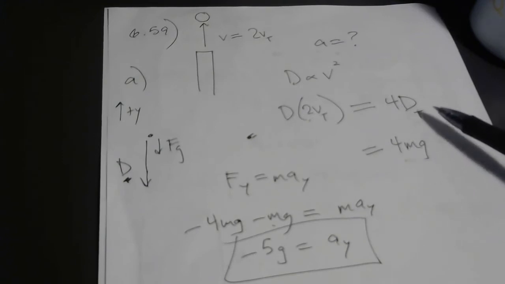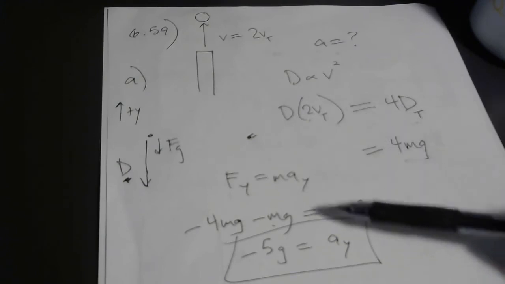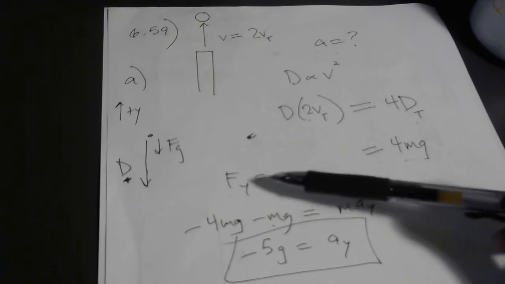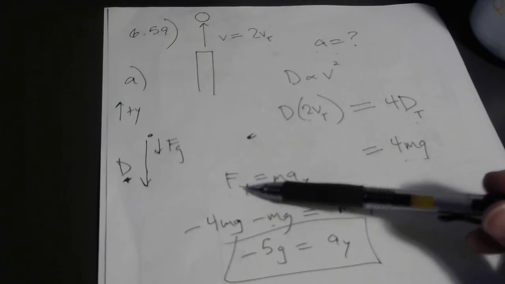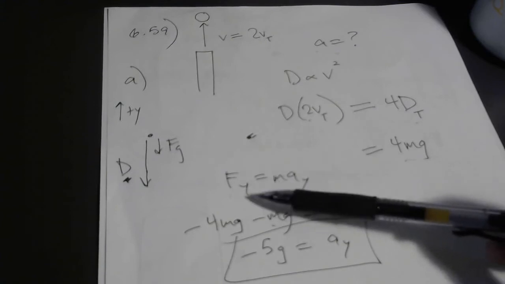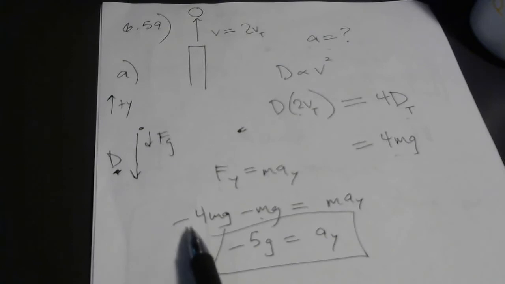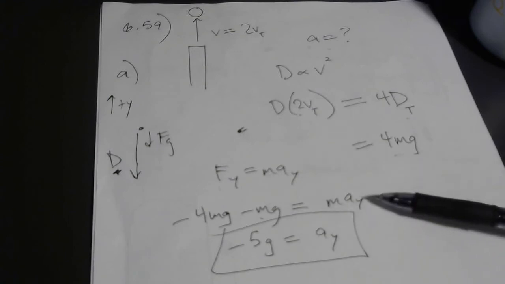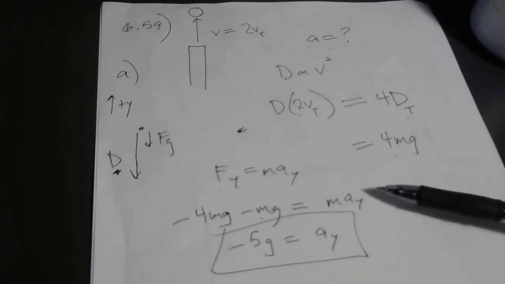Now that I've got values for those forces, I can use F equals ma. So we'll take the net force along the y-axis, set it equal to mass times acceleration. Well, the drag force points down, so it gets a minus sign. Negative 4 times the weight, and then of course gravity is negative 1 times the weight. You'll notice that the m divides out from the equation. So it doesn't matter how massive this ball is, which is kind of interesting.